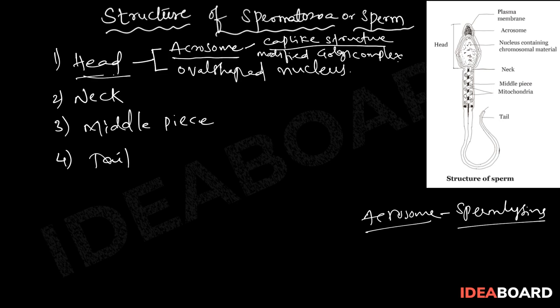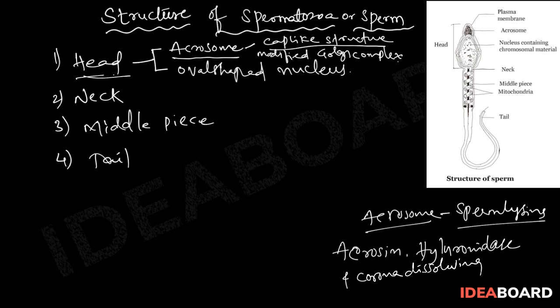The sperm lysins which are produced from the acrosome are, first one is acrosin, hyaluronidase and corona dissolving enzyme. And the second part is the nucleus. The nucleus consists of a haploid set of chromosomes. It consists of male genetic information.